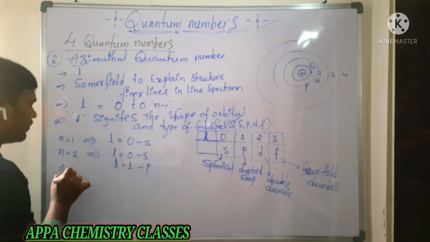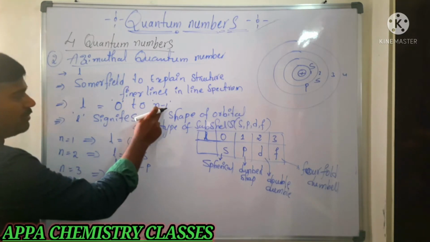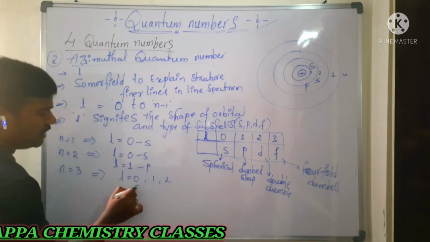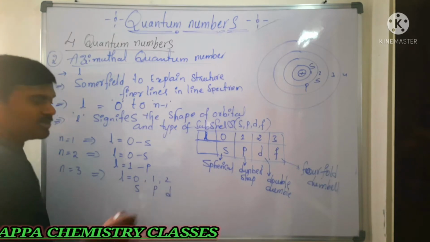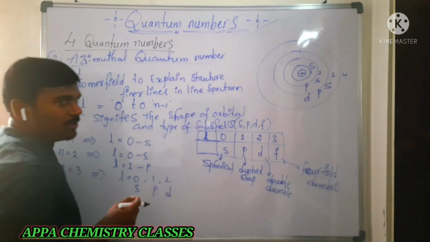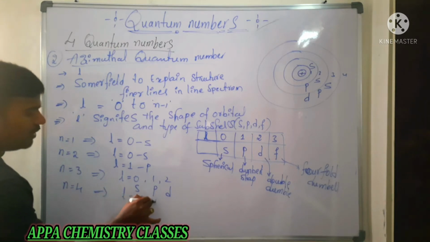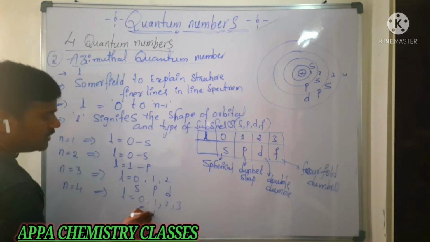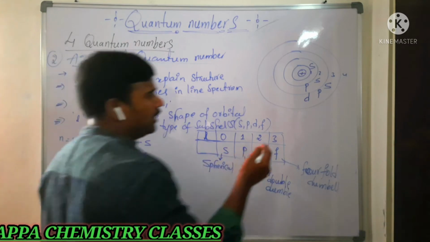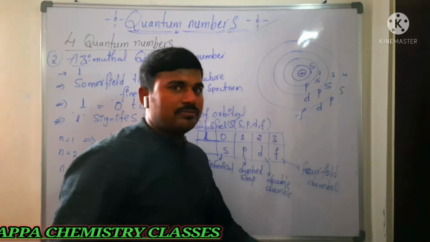If you are taking n is equal to 3, then what are the possible L values? L is equal to 0 to 3 minus 1, that is 0 to 2, so 0, 1, 2 are possible. 0 means S subcell, 1 means P subcell, 2 means D subcell. In the third energy cell, we have a total of 3 subcells: S, P, D. If n is equal to 4, then L is equal to 0, 1, 2, 3, that is S, P, D, F. If n is equal to 5, S, P, D, F, G. So in the fourth energy cell, S, P, D, F, 4 subcells are there. Is that clear?